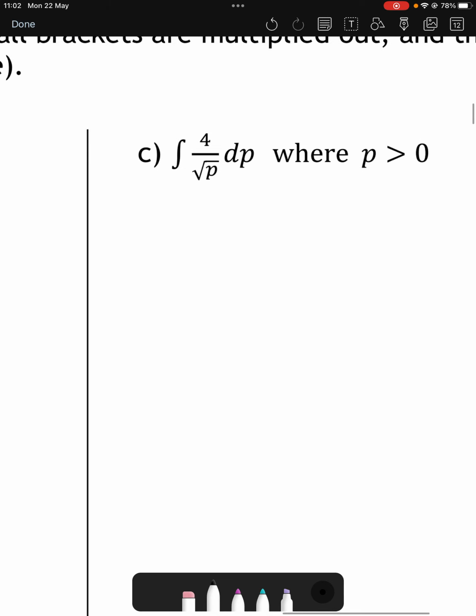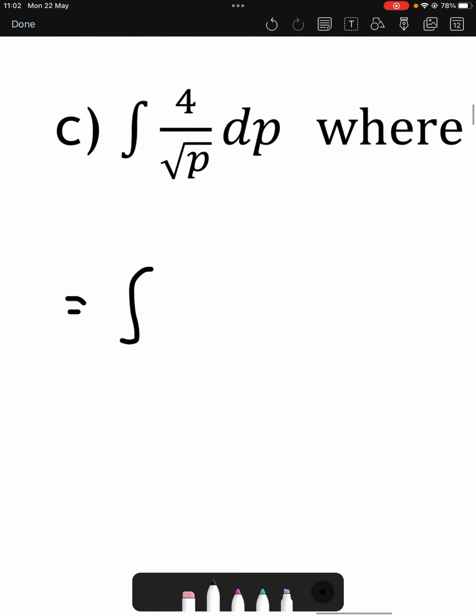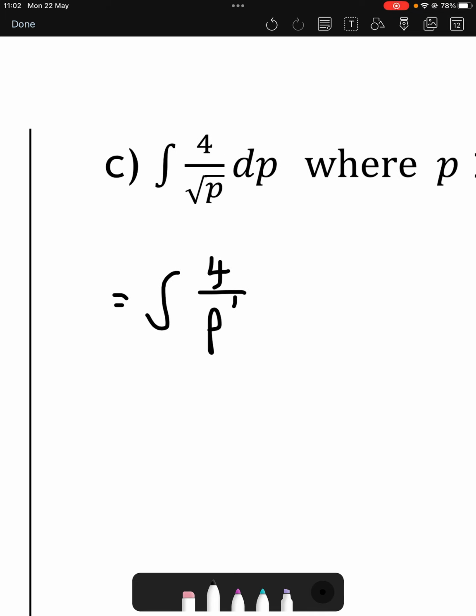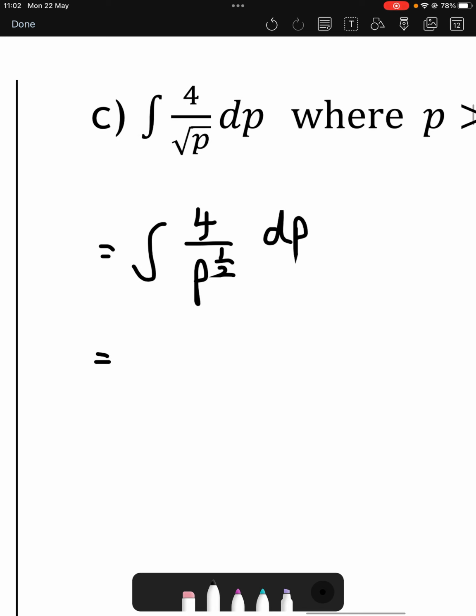Part C. Okay, I'm going to do it in 2 stages this time. So first of all, make that a power of a half. That's a p, nice. And that's why it says dp, because we're integrating with respect to p. Then I'm going to bring that up and make it negative.